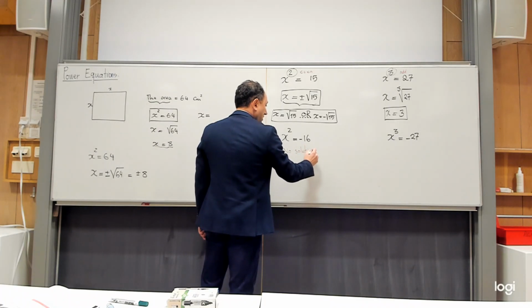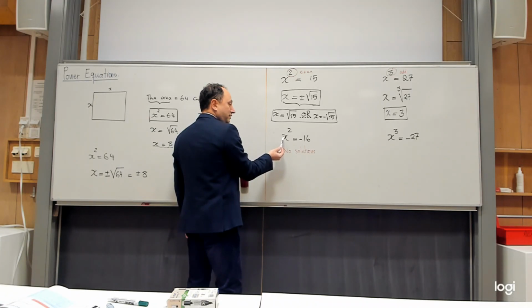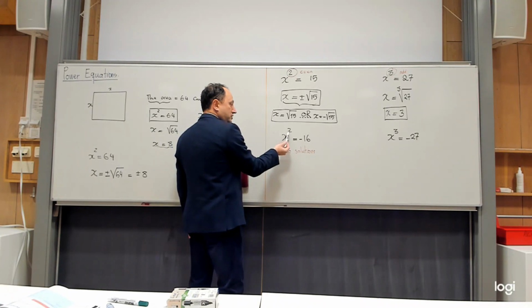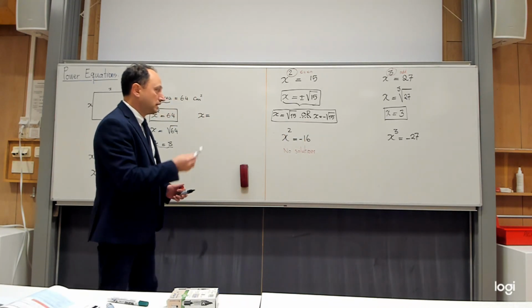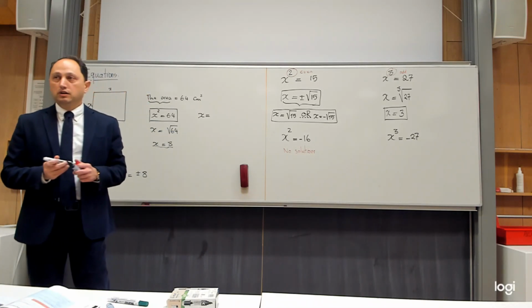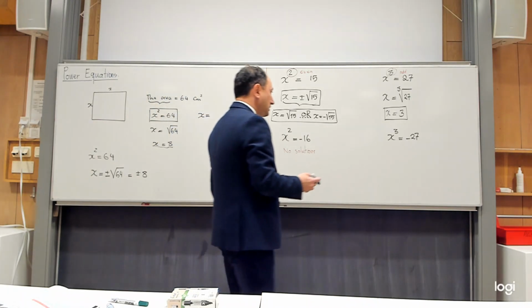Why is that? Because we learned before that if I have any number, even if the number itself is negative, when I raise it to power 2, which is even, it becomes positive. So it is not possible to have negative 16 out of it. So no solutions. But what about the other one? Are there still solutions? Yes? It's minus 3.